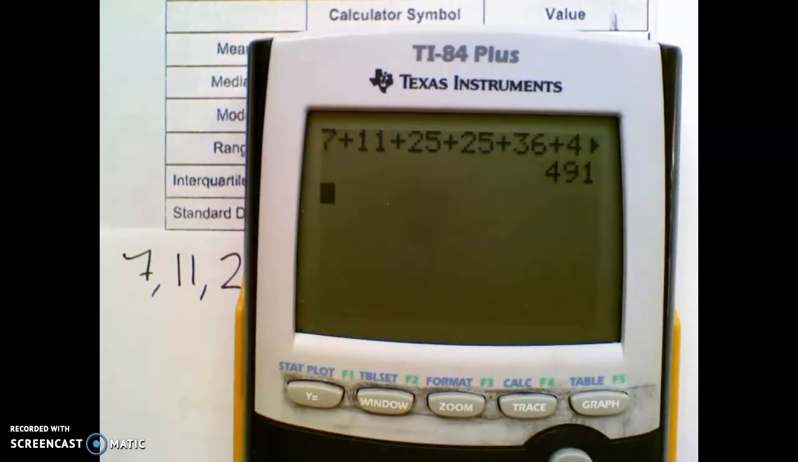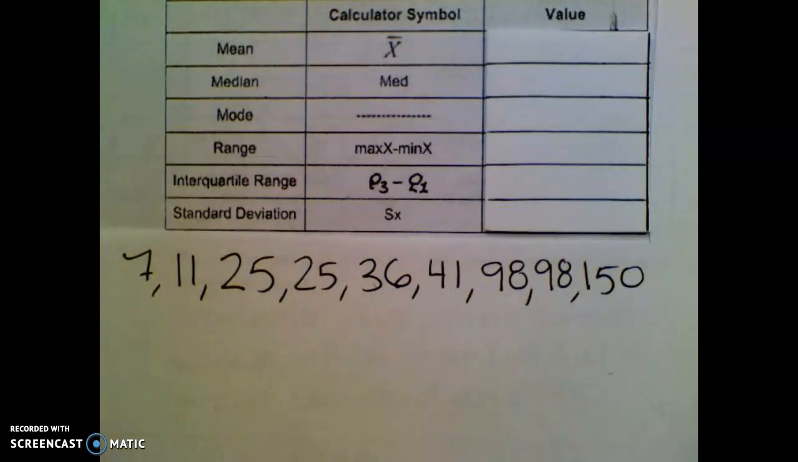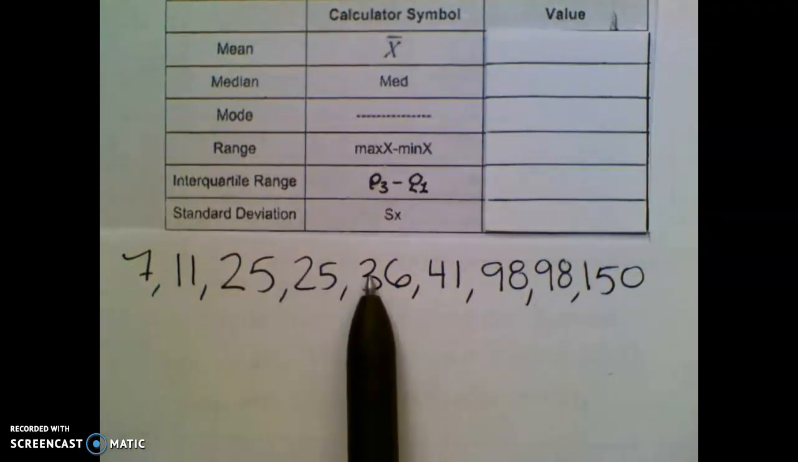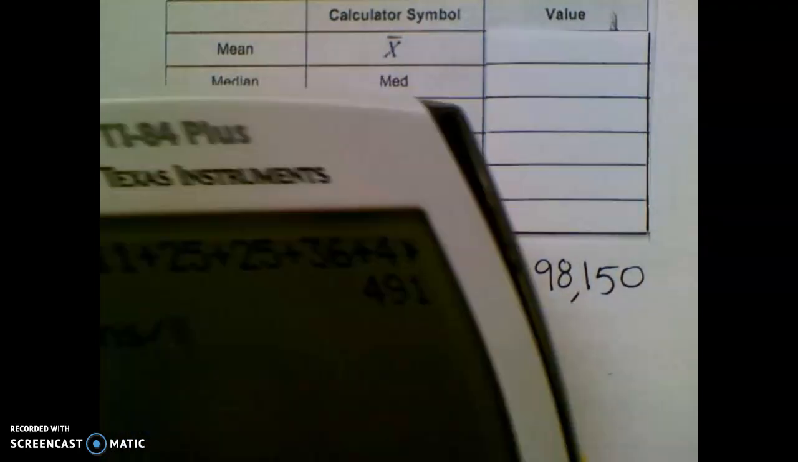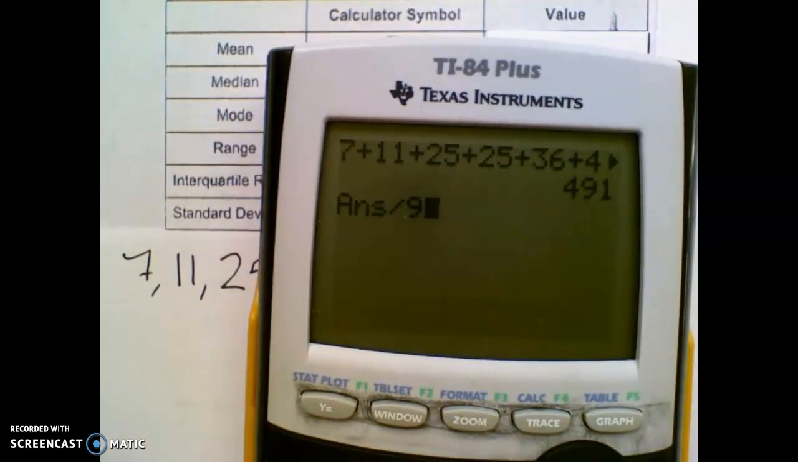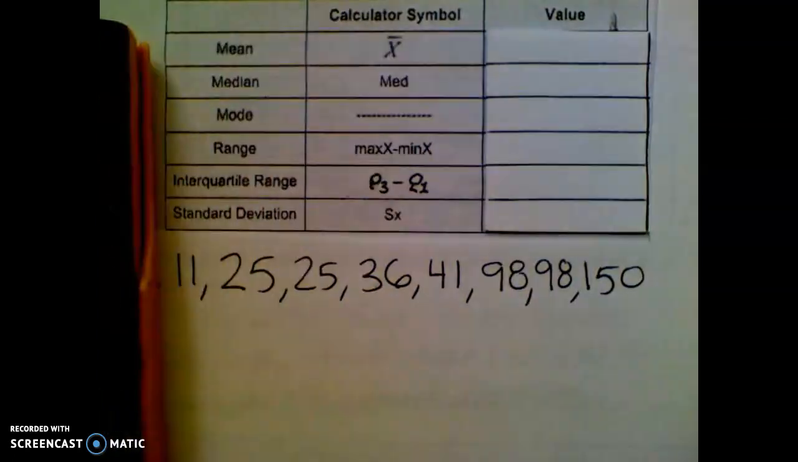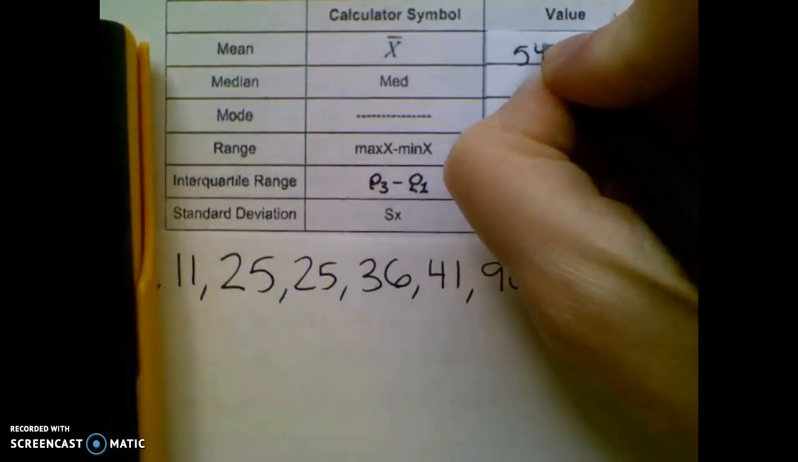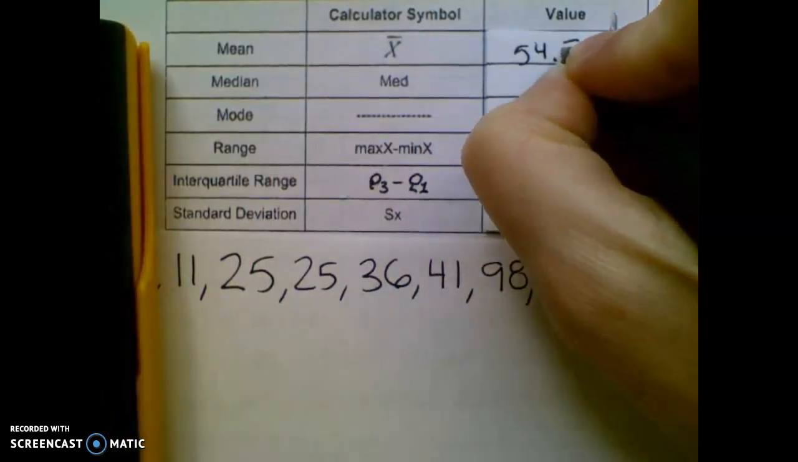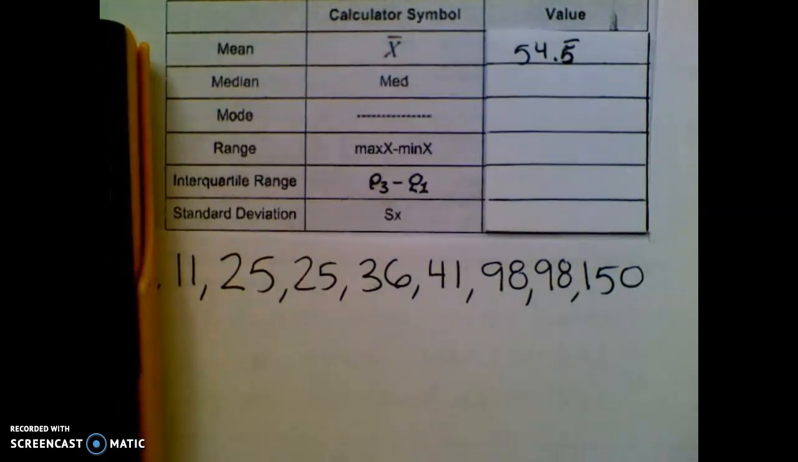Press enter, and how many data points are there? So there are 1, 2, 3, 4, 5, 6, 7, 8, 9 data points. So I'm going to divide by 9. I'm going to get 54.5 repeating, so I'm just going to go ahead and write 54.5 repeating. That was my average for those 9 data points.